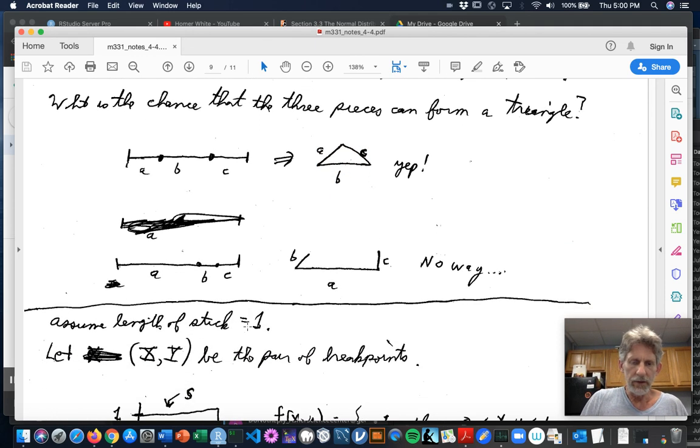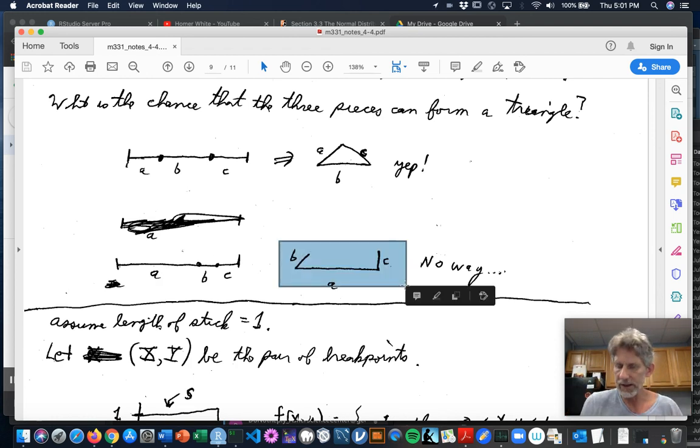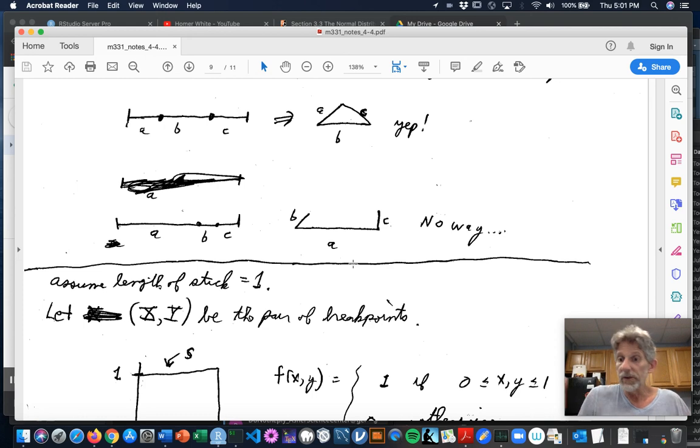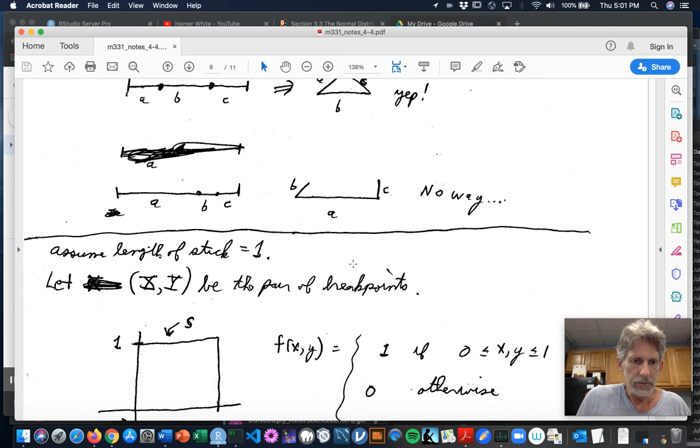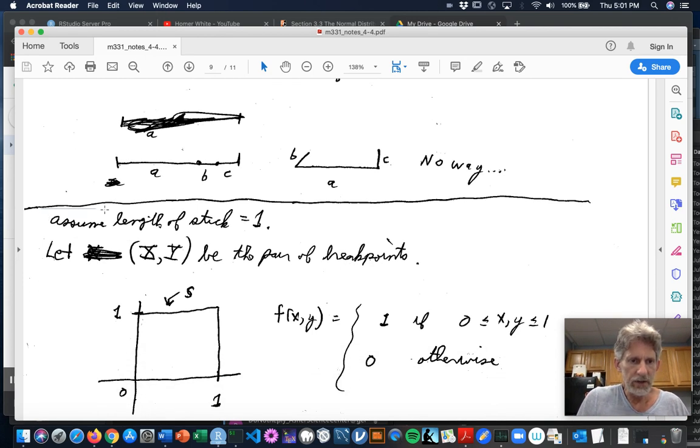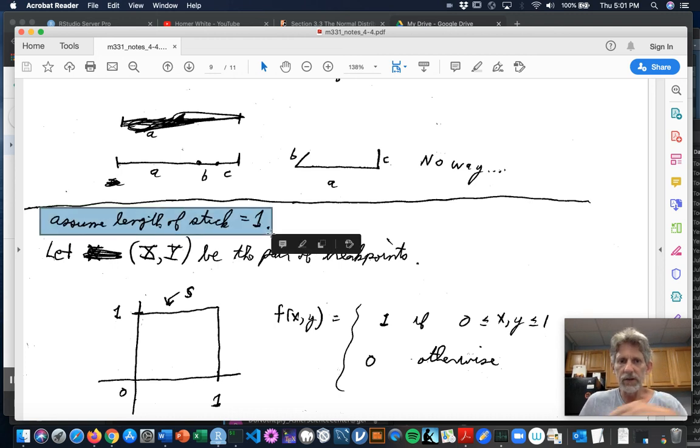But on the other hand, if your breakpoints leave a couple of the sticks too short, like here, one breakpoint and another breakpoint, then the B and C lengths are so short that they can't be made to connect together when they're stuck on the ends of the A length. So what's the chance that you get a triangle? To make my computations a little simpler, I'm going to assume the length of the stick is 1 foot.